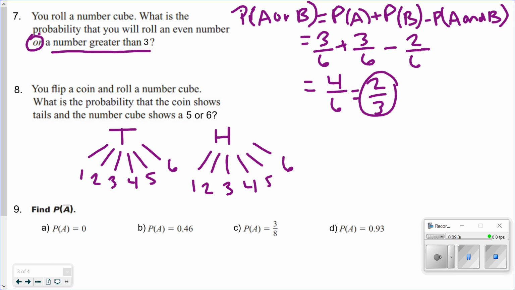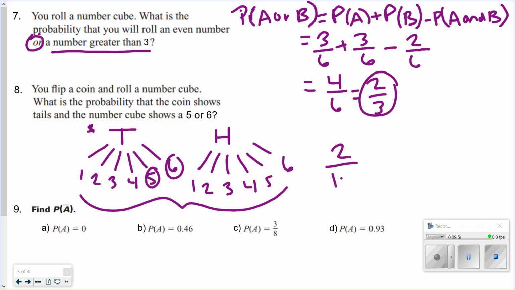So what's the probability that the coin shows tails and the number cube shows a 5 or a 6? Well, here's tails right here, and 5 and 6. So there are a total of 12 outcomes, but for our situation, there are only 2 that we're focusing on. So our probability is 2 out of 12, or we could say 1/6.